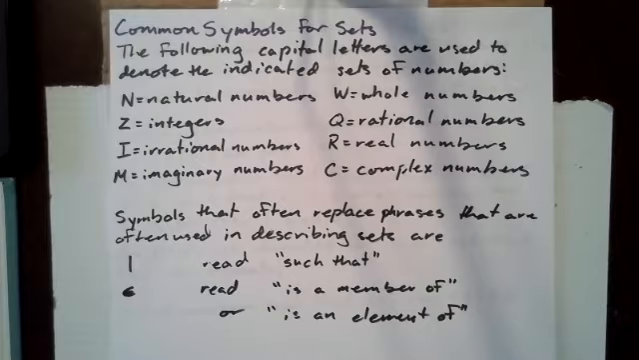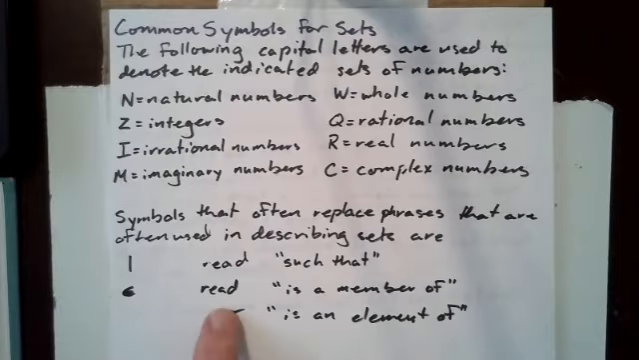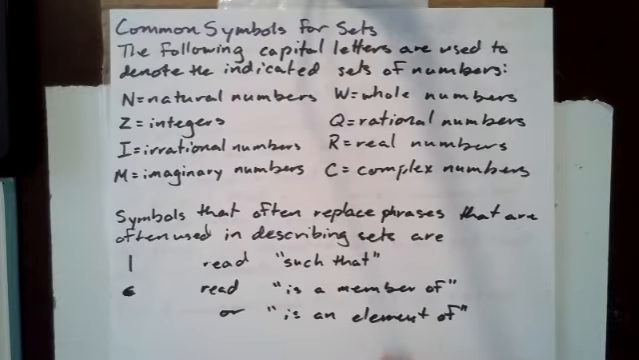Symbols that often replace phrases that are often used in describing sets are this little vertical line, which means such that, and this kind of backwards round E, which means is a member of or is an element of.